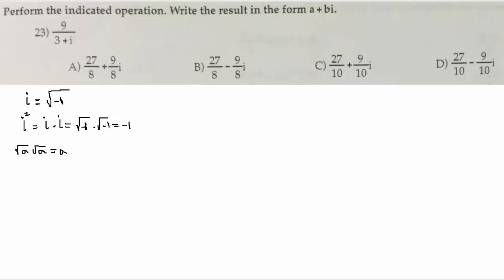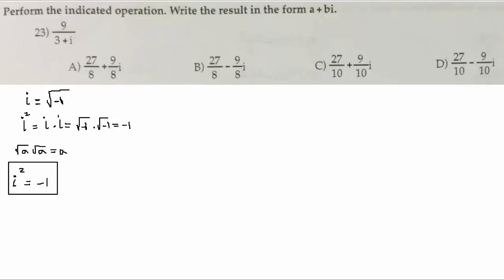So you may want to remember these two: that i squared is equal to -1, and everywhere you see square root of -1, that would be the same as i. So we're going to keep these two in mind right now for this fun problem.